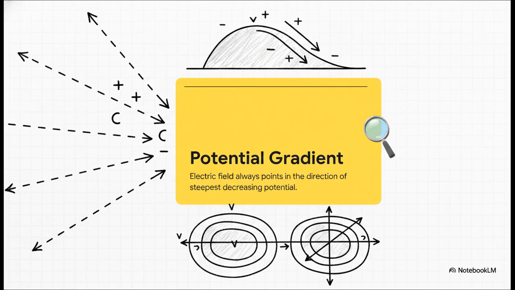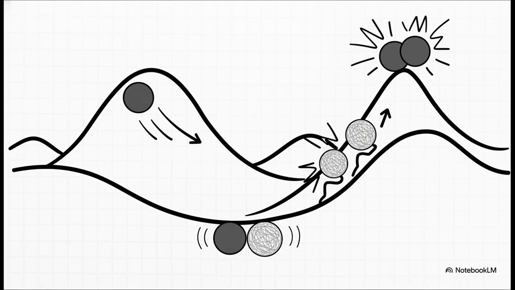The field actively points down the steepest possible hill of potential. So the math is directly translating into the physical slope of our landscape. So how do charges actually act here? Well, positive charges act exactly like boulders. They naturally want to roll down the hill, moving from high to low potential.